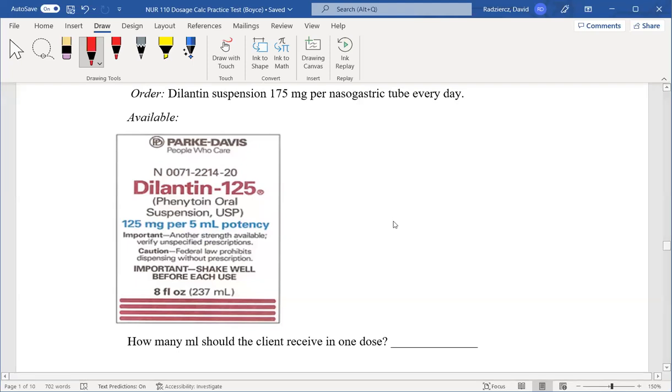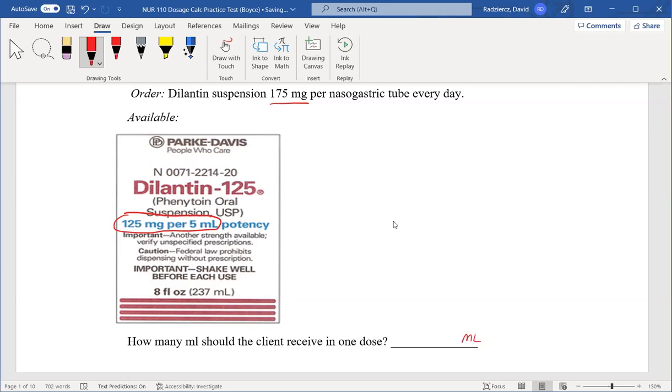So anyways, all right. Dilantin, order 175 milligrams. It's going to go in via nasogastric tube. So in your nose, it's not going to be powder. It's going to be liquid. And it looks like they're using an oral suspension in order to achieve this. You can see that my strength is 125 milligrams per 5 ml. So now you know that your answer is going to be in milliliters.